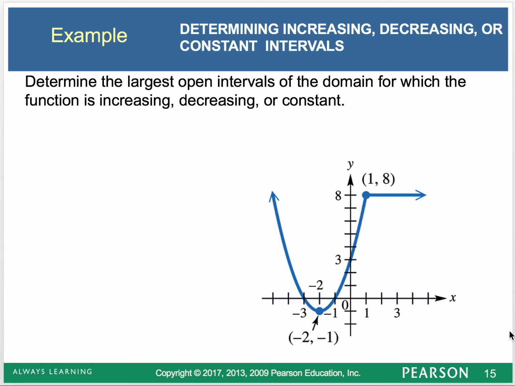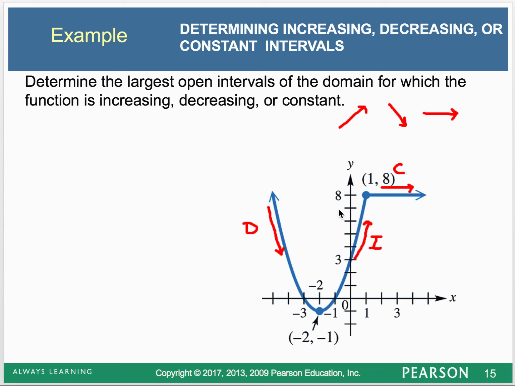Okay, last thing we're going to talk about from this section is when our functions are increasing, decreasing, or constant. So what do those words mean? Increasing, decreasing, constant. Right, increasing is going up. If something's decreasing, it's going down, and constant means it's not changing. Okay, so it's pretty easy to see that this function is decreasing right here. It's increasing right here, and it's constant right here, right? So this is decreasing, this is increasing, and this is constant.